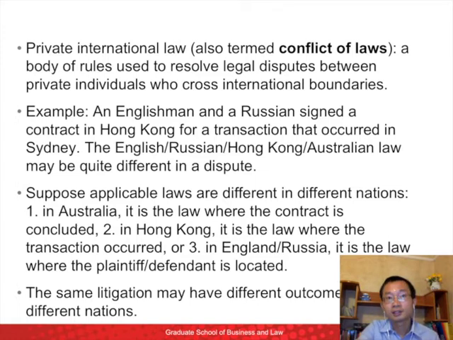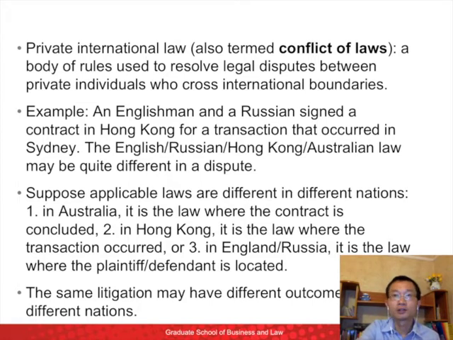If they had an agreement concerning choice of law or choice of forum, then the governing law generally would follow the direction of their agreement. But let's suppose they didn't have such an agreement. Let's suppose in Australia, this matter is subject to the law of a nation where the contract was concluded. Then the law in Hong Kong would be the applicable law, because they signed the contract in Hong Kong.